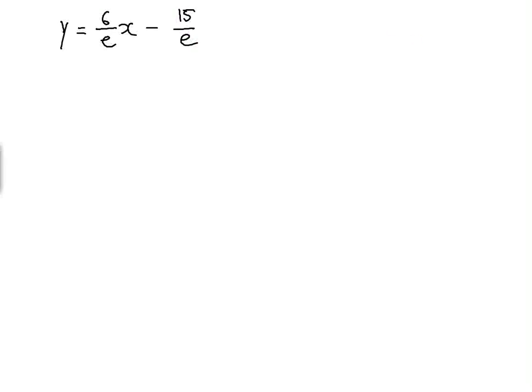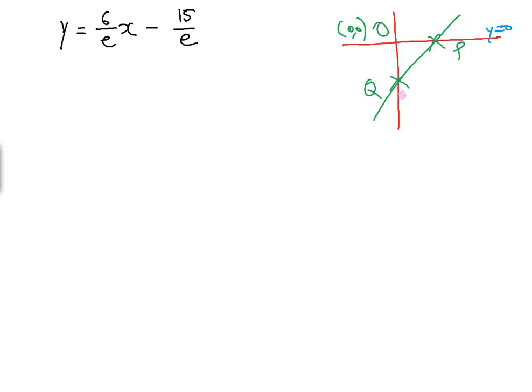So now I need to find these points here, right? Sorry, let me just redraw this quickly. This point here, P, this point here, Q, this point here, O, I know this to be 0, 0. So what do we know about P? Well, we know that the y value is equal to 0, and at Q we know that the x value is going to be equal to 0, and they're both going to lie along this line. So what are we going to do? We're just going to substitute it in one by one. So when y equals 0, what do we get? We get 0 is equal to 6 over e, x minus 15 over e.